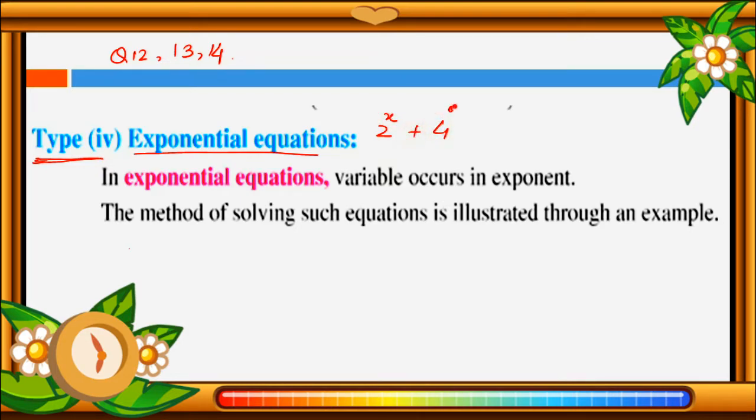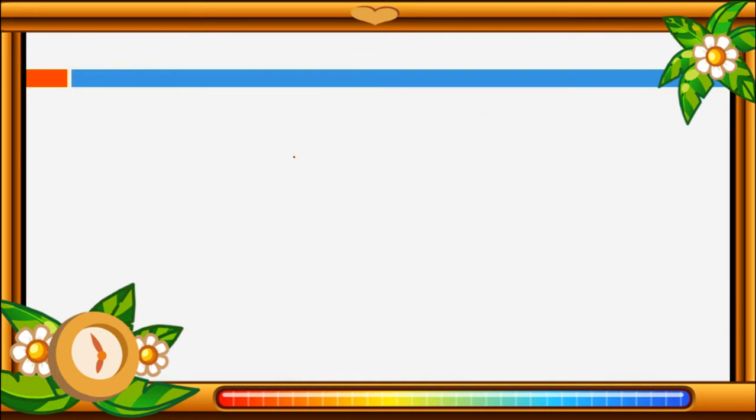Plus 4y plus 3z is equal to 0. This is an exponential equation because you can see that the variable occurs in the exponent, in the power here. Such types of equations are called exponential equations, and we will learn how to solve them through the solution of question number 12.